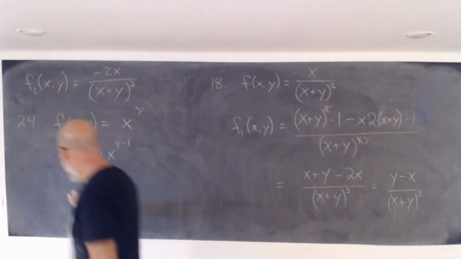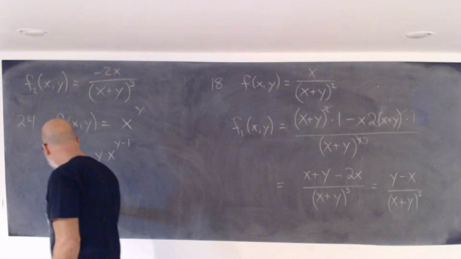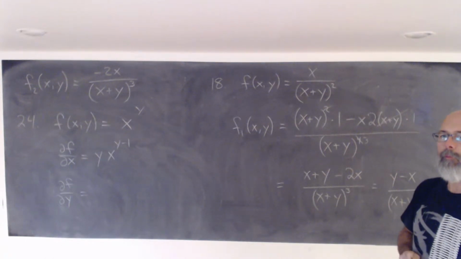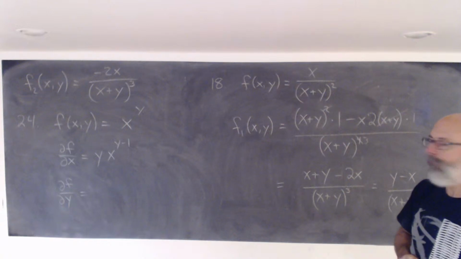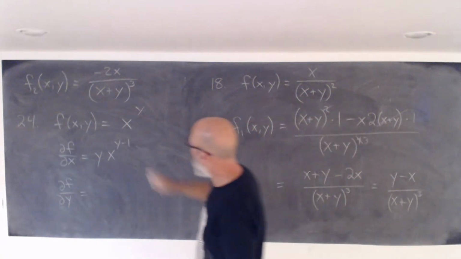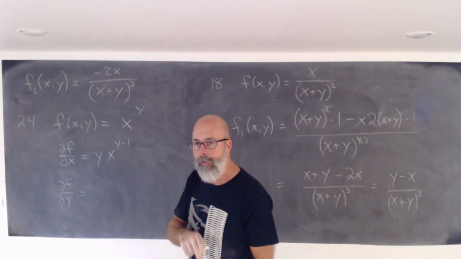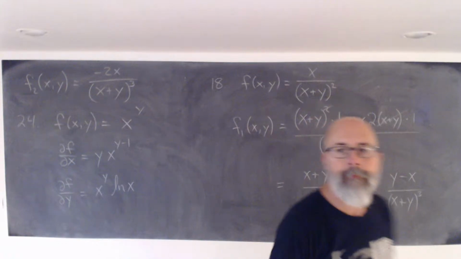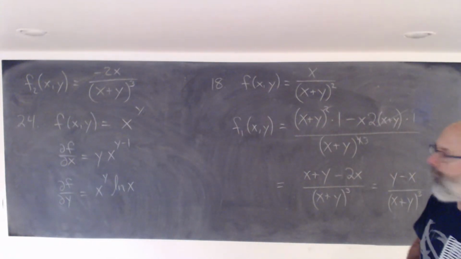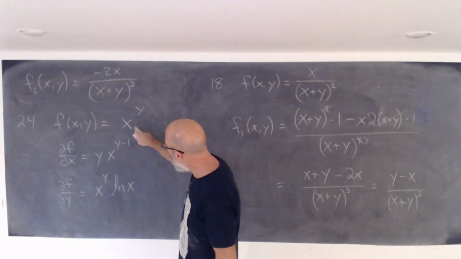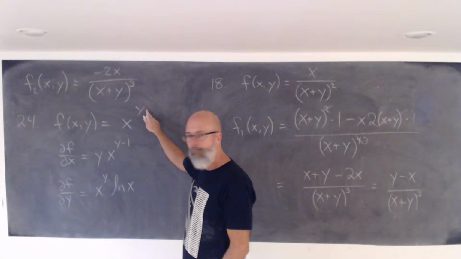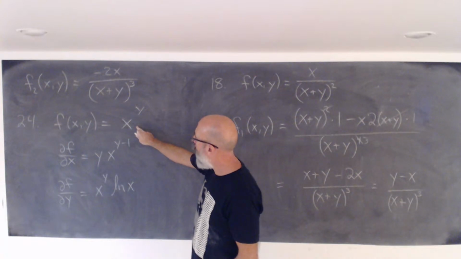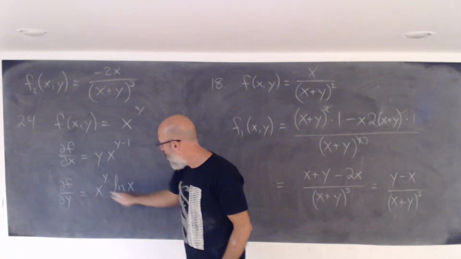What about df dy? This is x to the y. The derivative is, very nice, x to the y log x. Exactly that. When you're differentiating with respect to x, this is like an x cubed. So you bring the power down and you subtract 1 from the power. But when you're differentiating with respect to y, this is like a 2 to the y. So 2 to the y ln 2.